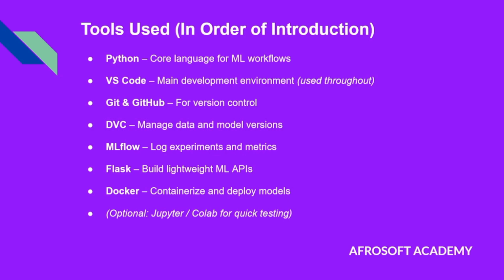We're going to be using MLflow to log experiments and metrics for your models. We're going to be using Flask to build lightweight machine learning APIs. Flask is going to essentially enable you to serve your model as an API. We're going to be using Docker to containerize and deploy your models to various environments. And lastly, on an optional note, you can use Jupyter Notebooks. You can use Google Colaboratory for quick testing and experiments.